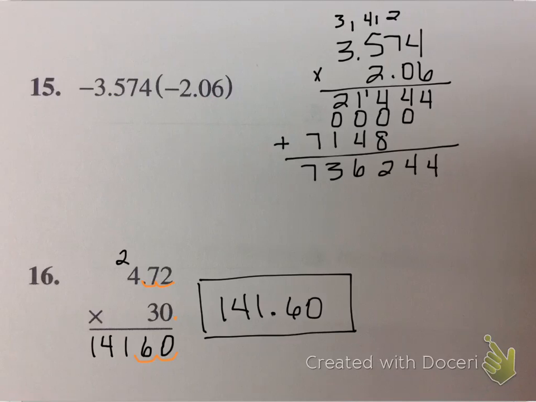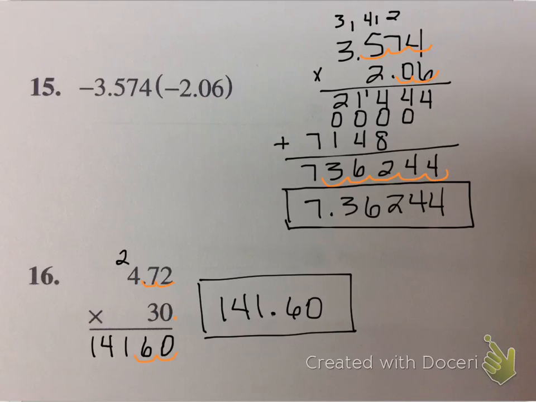Now let's decide how many decimal places. Well, in my original problem, I have 1, 2, 3 in my top number, and I have 1, 2 in my bottom number. So that means I have a total of 5. So I need 1, 2, 3, 4, 5 in my final answer for this problem, which leaves me a final answer of 7.36244. And that is my final answer.